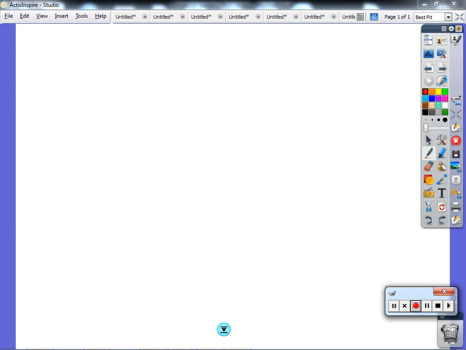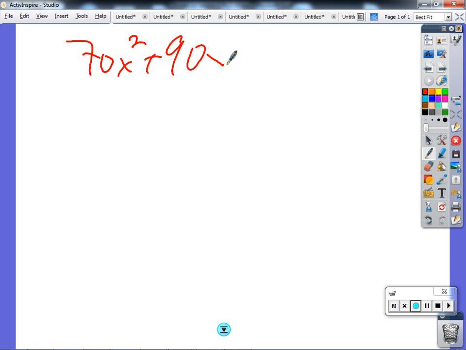Today, once again, 70x squared plus 90x. This comes from our last lesson, which was the GCF, correct? Remember the GCF is what, miss? Is it Arnoldson? Armstrong. Okay. Yes, you should have already passed it.